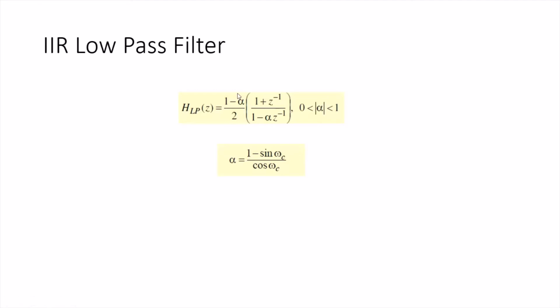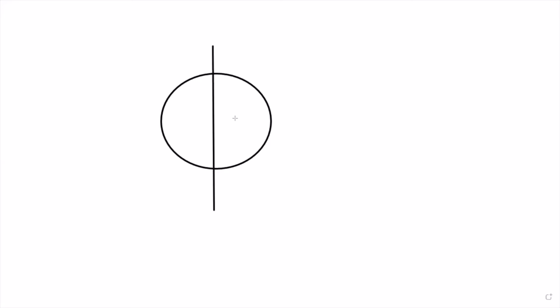Let's go to the whiteboard, and if I draw the pole zero plot, the idea is simple. We need to implement a low pass filter. We just need to put one zero at z equal to minus 1, and the flexibility it gives you is that we can put one pole, a pole that controls the cutoff frequency.